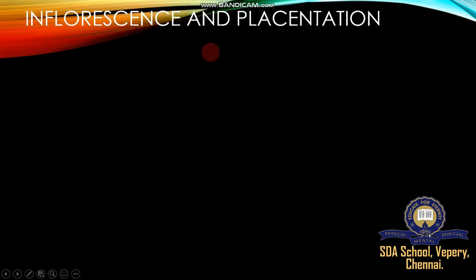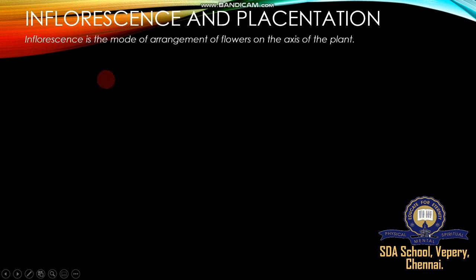Next, inflorescence and placentation. So what is inflorescence? A group of flowers. Flowers are usually of two types: a solitary flower and a group of flowers. A single flower is called a solitary flower. Examples: hibiscus, rose, China rose and wild rose come under solitary flowers.